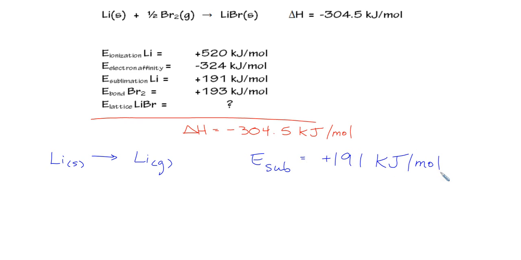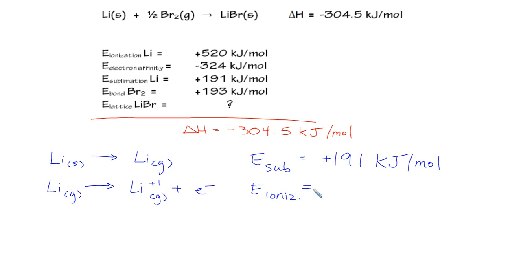I would have to add 191 kilojoules per mole. Now the lithium is in the gas phase, so we can form a lithium ion. If I'm forming a lithium positive ion in the gas phase, I need to remove an electron. I'm going to form the lithium plus 1 ion in the gas phase. We're going to remove the electron. That's ionization energy.